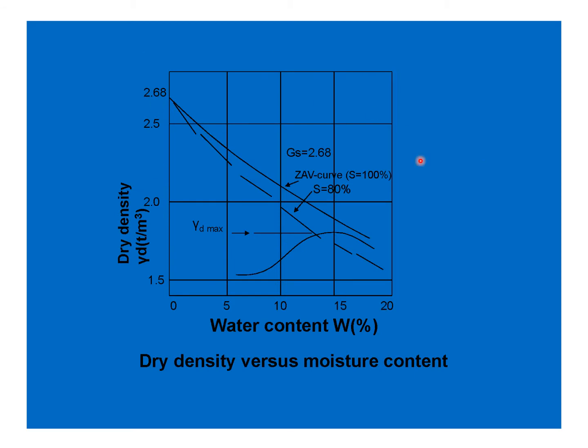On this particular slide you can see the dry density versus moisture content relationship. With the increase of moisture, first the dry density increases, and after attaining the peak value, further increase of moisture causes a decrease in the dry density. This is the zero air void line, corresponding to the 100% saturation line, and this is corresponding to 80% degree of saturation.